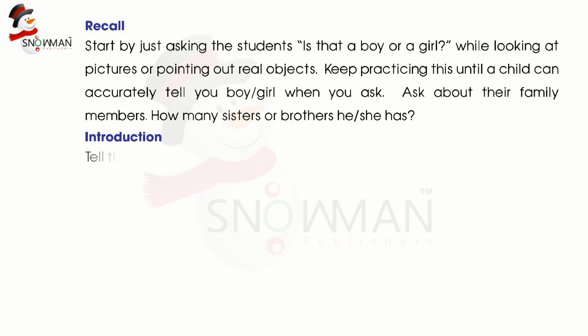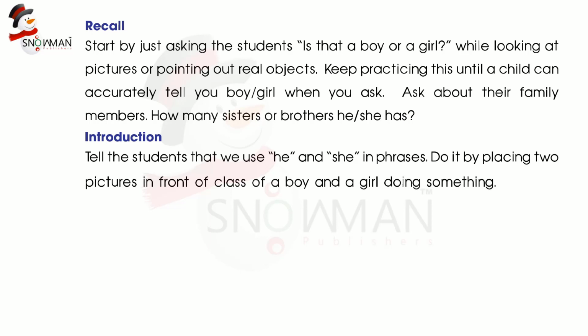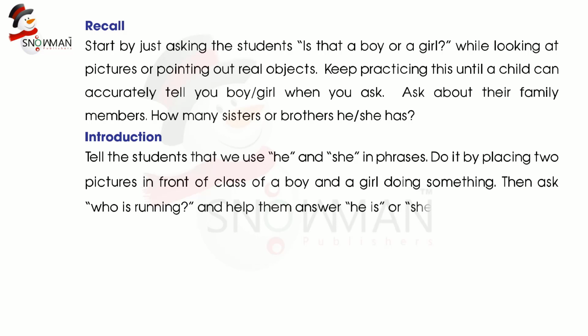Introduction. Tell the students that we use he and she in phrases. Do it by placing two pictures in front of class of a boy and a girl doing something. Then ask, who is running? And help them answer, he is or she is.